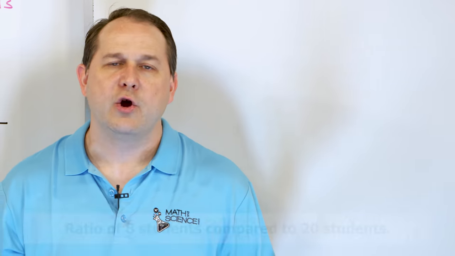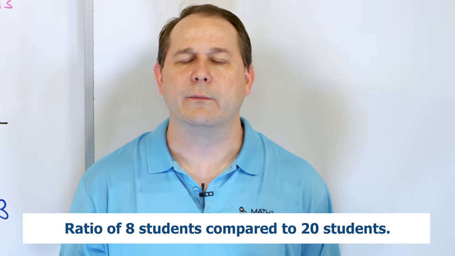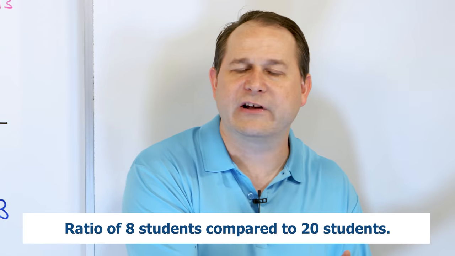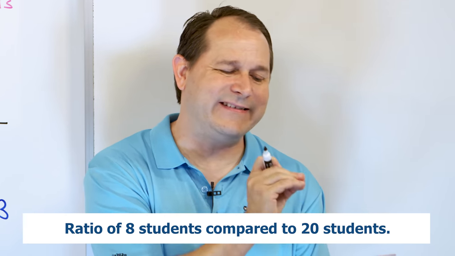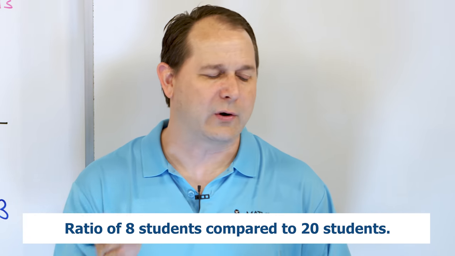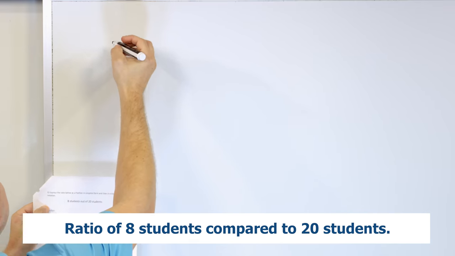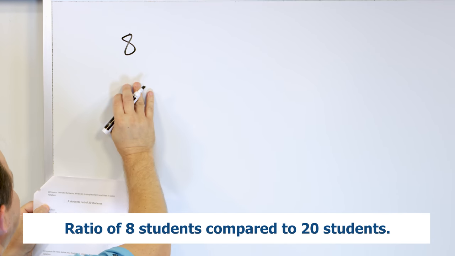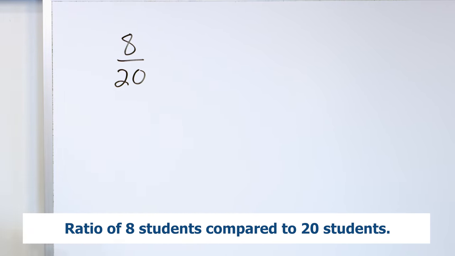So let's say for our next one, we have 2 classrooms. We have 8 students in the first classroom and 20 students in the other classroom. What is the ratio of the first classroom of 8 students to the second class of 20 students? So we could say 8 students compared to 20 students, or 8 students out of 20 students. The ratio between those numbers, the comparison, is just 8 students in the first class compared to 20, or out of 20 in the second class.